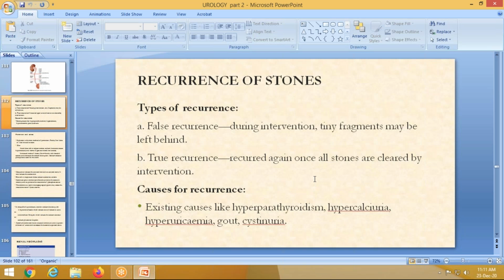Okay. Even if you remove the stones, sometimes there may be a chance of recurrence of the stone formation. You have to know a little bit about the recurrence of renal stones. What is meant by recurrence? There are two types of recurrence.